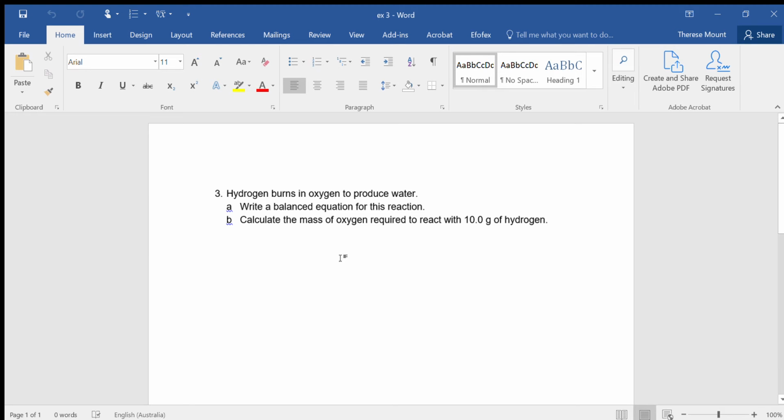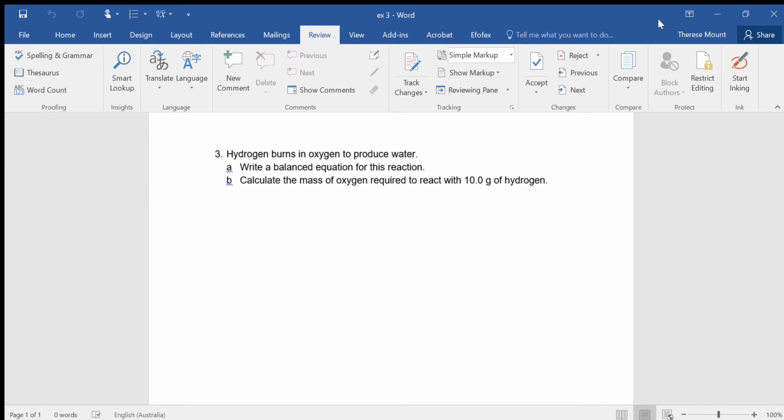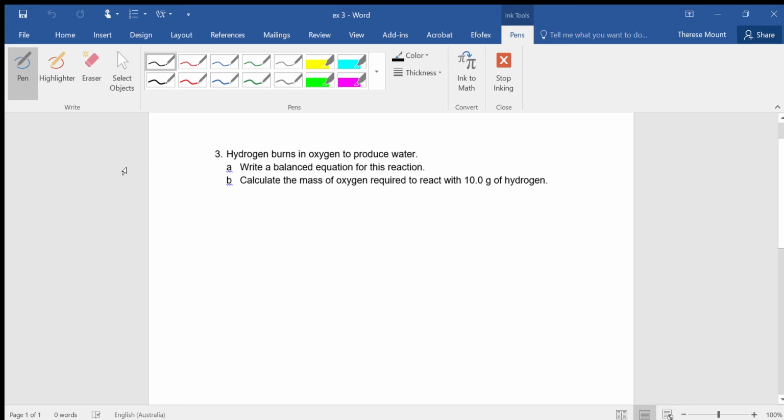Okay, so example 3 on page 3 of your booklet. Hydrogen burns in oxygen to produce water. A, write a balanced equation for this reaction. All right, so we're talking about hydrogen gas, which reacts with oxygen gas to produce water. So I just need to balance this out.